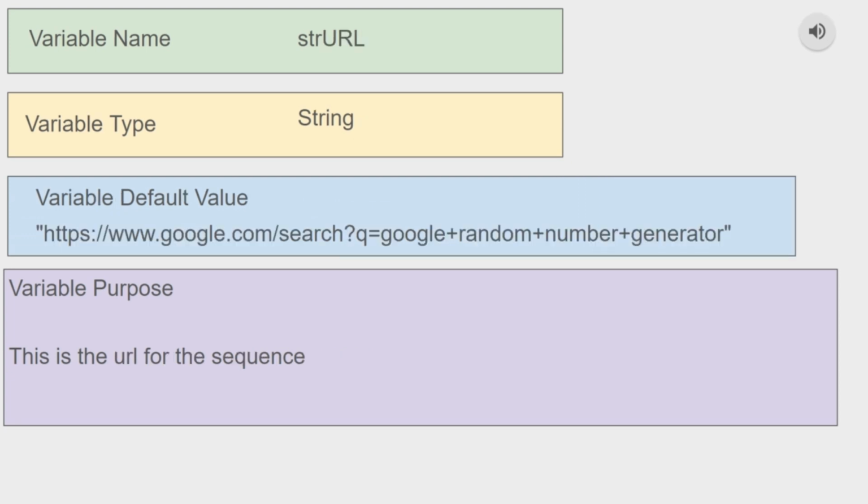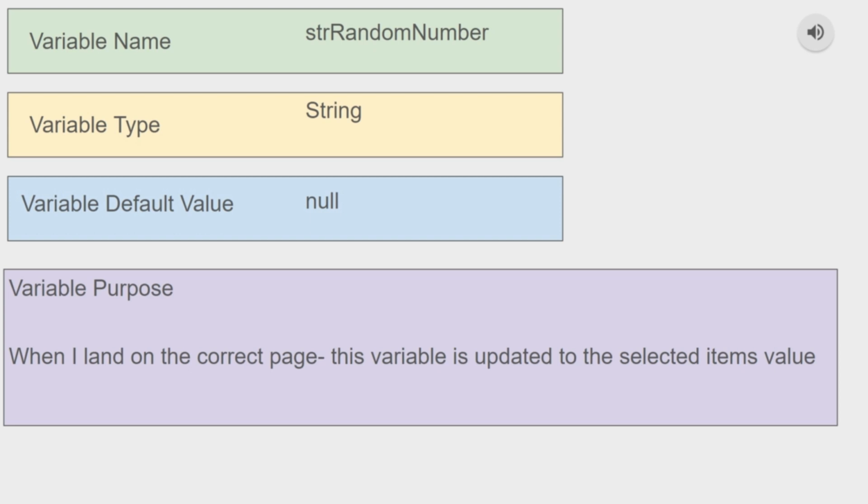Variable name: str URL. Variable type: string. Variable default value: https://www.google.com/search?q=google+random+number+generator. Variable purpose: this is the URL for the sequence. Variable name: str random number. Variable type: string. Variable default value: null. Variable purpose: when I land on the correct page, this variable is updated to the selected item's value.